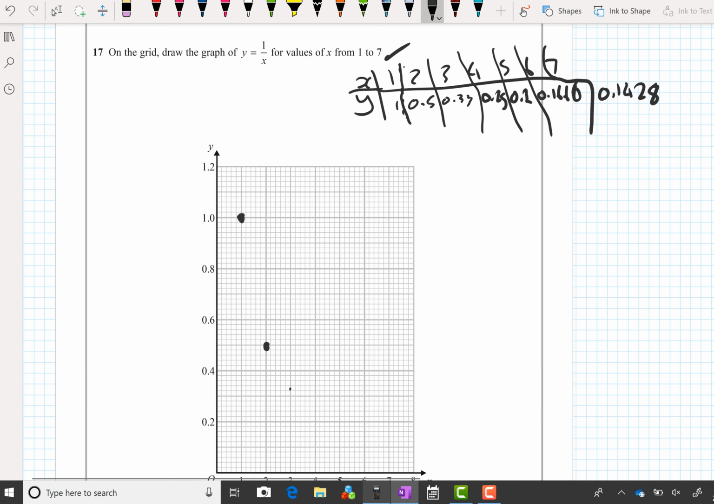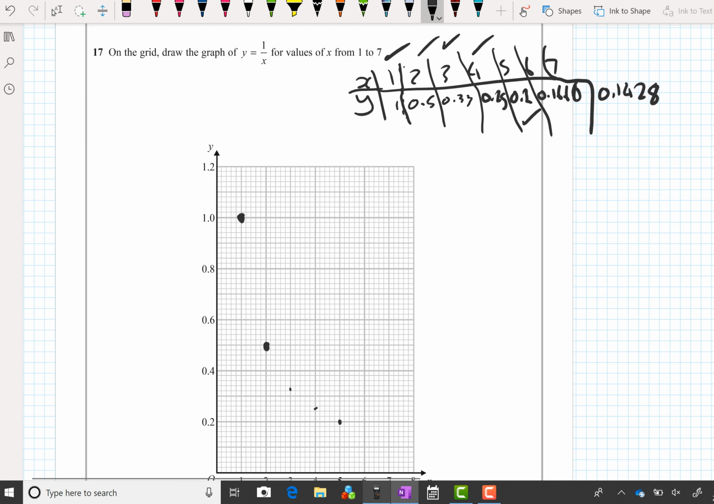Yeah, that'll do. When x is 4, y is 0.25. There, just in between. When x is 5, y is 0.2. That's a nice one. Please give me another one like that. 6 and 0.166. 0.1 is here, halfway between 0 and 0.2.